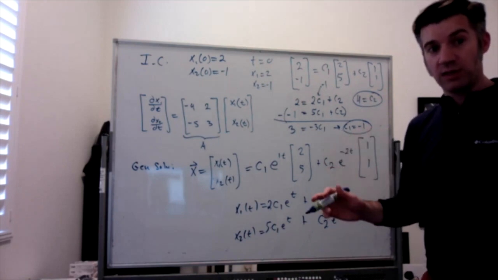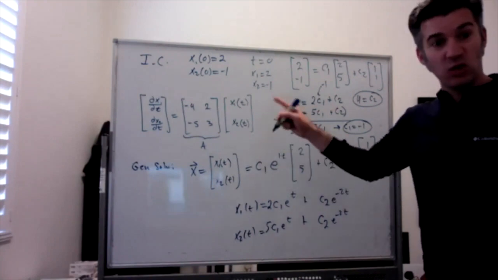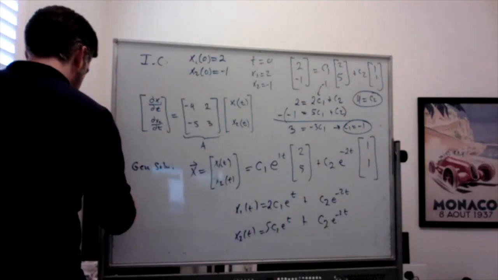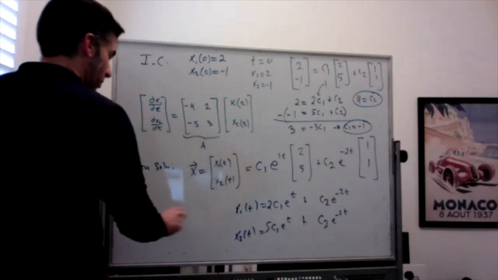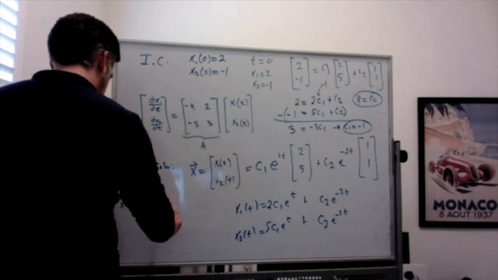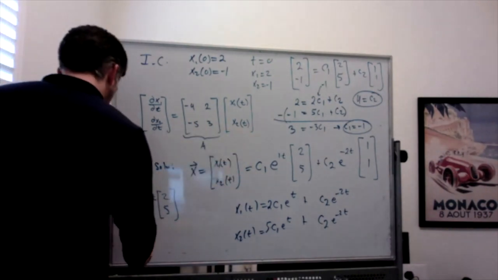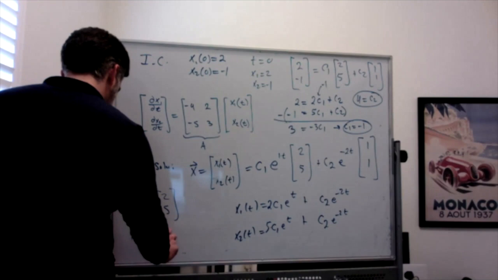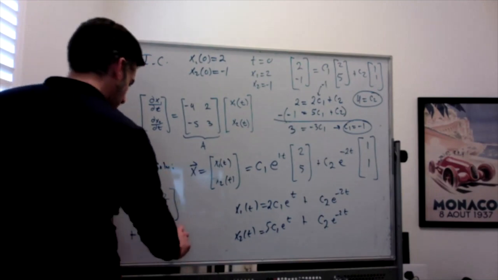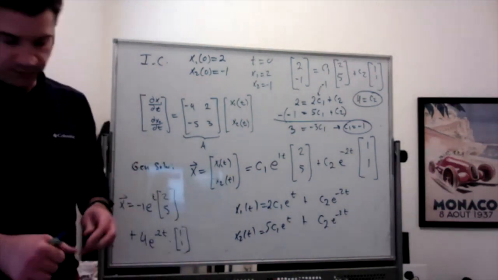So the final actual solution for this linear system of differential equations with this initial condition is x equals c1, which is negative 1, e to the t times 2, 5, plus c2, which is 4, e to the negative 2t times 1, 1. That would be our solution for these initial conditions. Okay.